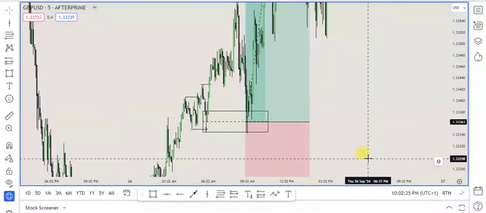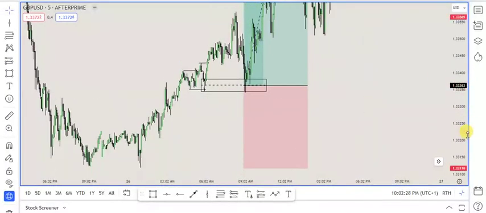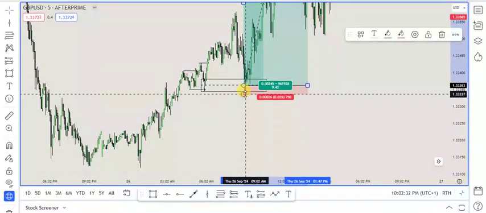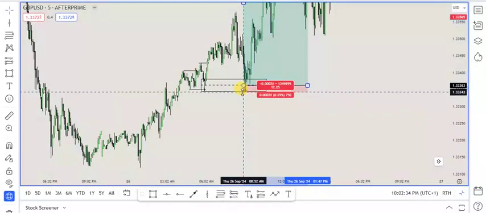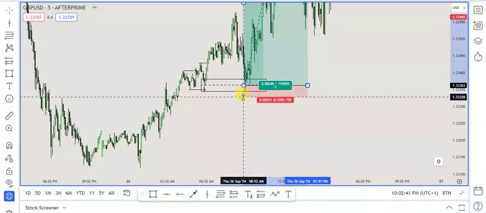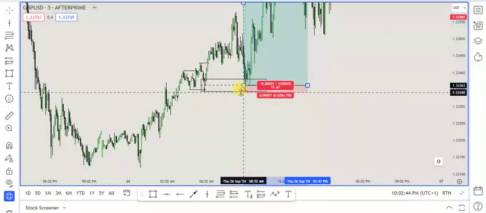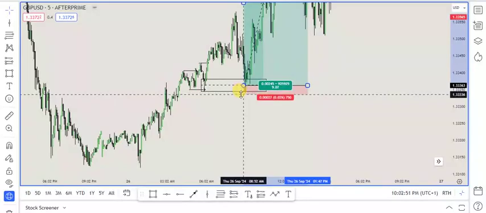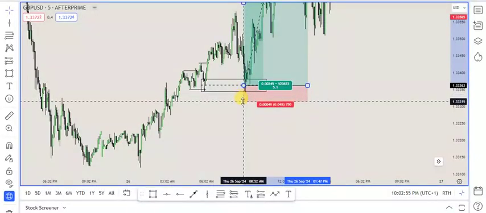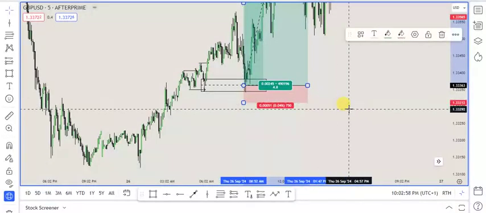Then our SL will be 3 pips below that low. That's almost 1.92, almost 2. This is 1.9, let's call it 2.5. Okay, that is our exit.